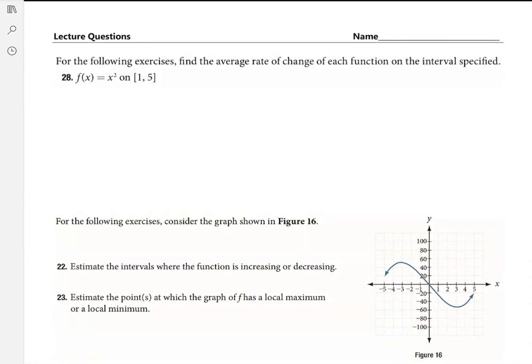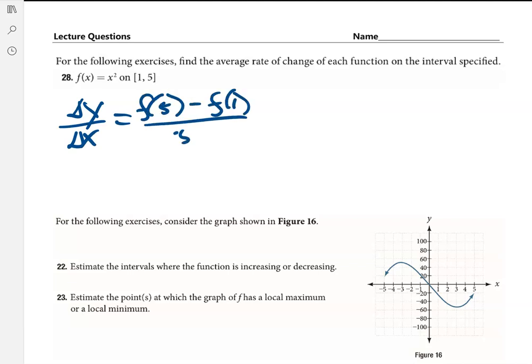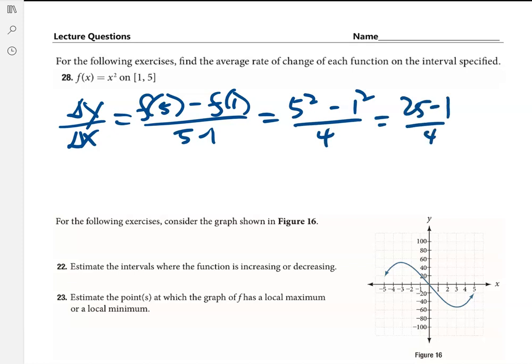Next one. For the following exercises, find the average rate of change of each function on the interval specified. Let's recall this. That is delta y over delta x. This is f of 5 minus f of 1 over 5 minus 1, 5 squared minus 1 squared over 4, and 25 minus 1 over 4 is equal to 25 minus 1 is 24 over 4 is equal to 6.